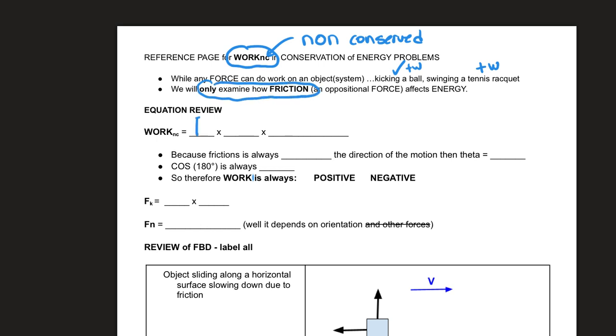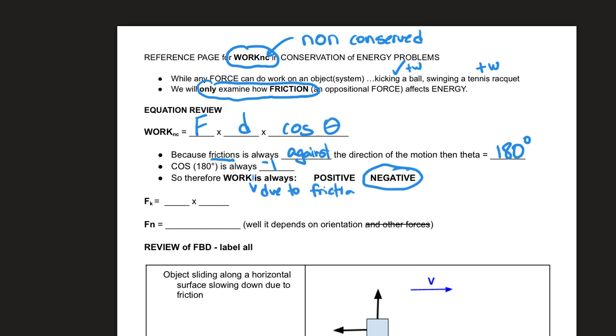And you know that the fundamental formula is force times distance times cosine of the angle between them. But because friction is always against the direction of motion, theta is 180. Isn't that always true? If something's against you, it's 180 degrees opposite. Cosine of 180 is always -1. So therefore, work due to friction, let's add that, due to friction, is negative. Okay, now what's the formula for friction? Let's do a quick reminder. That's mu kinetic times normal.